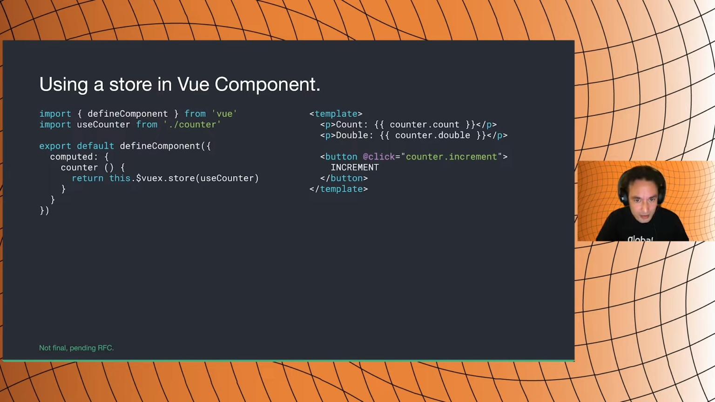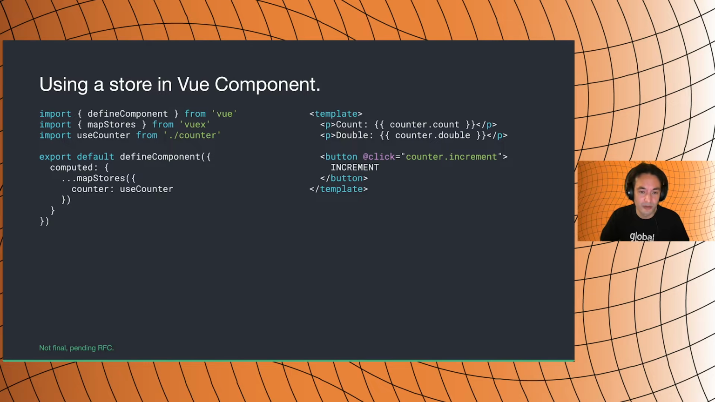Again, this is the same as how you would access any computed value in a Vue component. But this is kind of overwhelming because you have to define multiple computed properties for each store. And I know this $vuex.store doesn't look pretty at all. So we have this mapStores helper function. Just like helper functions in current Vuex, you can just pass in multiple stores and it gets mapped to the Vue component. The rest is the same.